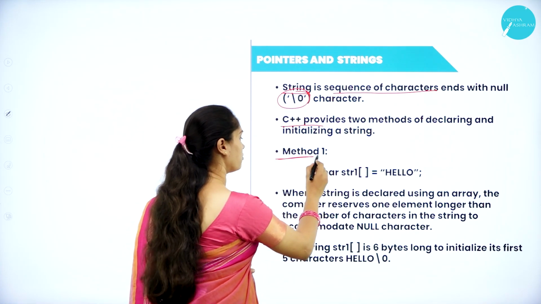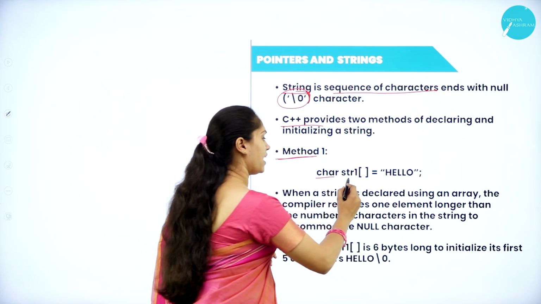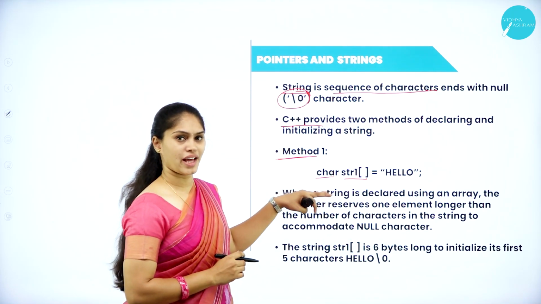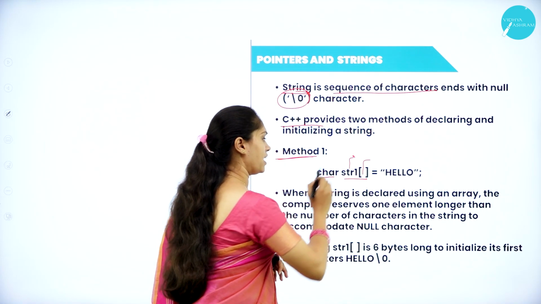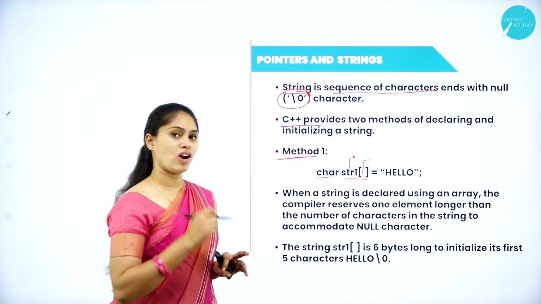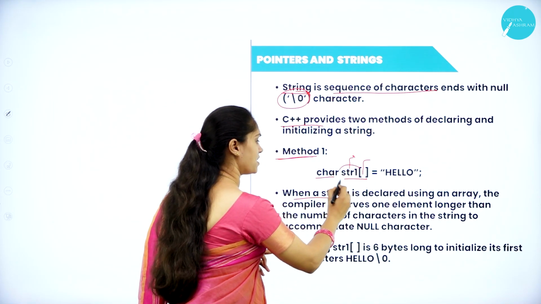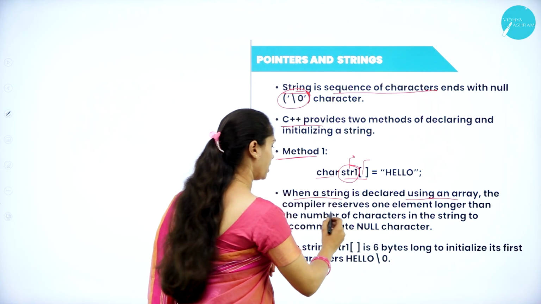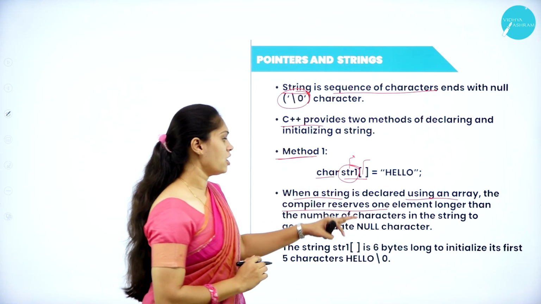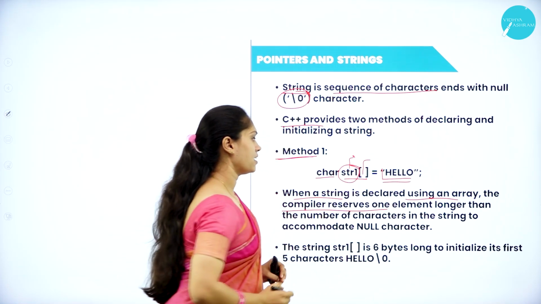Coming to method 1, here I am supposed to take the data type, that is char, and I need to give a name for this variable. What name am I giving? str1. Am I specifying any size here? No. If I am not specifying any size, then when I declare this string str1, the compiler will reserve one element longer than the specified string.